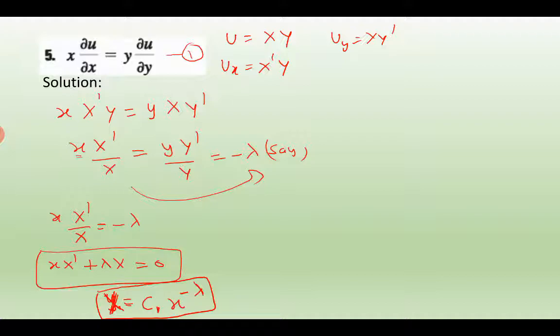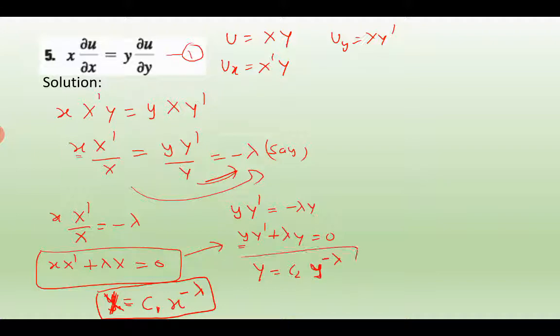Second problem, compare these two. What do you get? y prime is equal to negative lambda y, so y prime plus lambda y is equal to 0, a similar type of equation. So y is, this is the independent variable, so the answer y is c2 times y power minus lambda. This is small y. These are the two solutions.